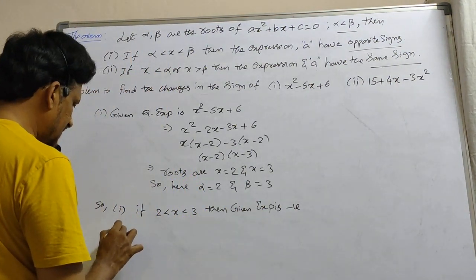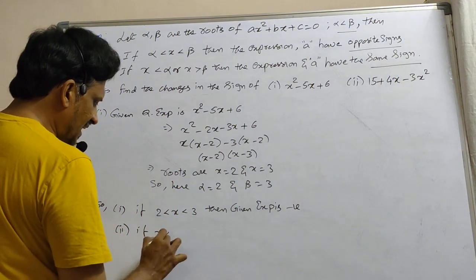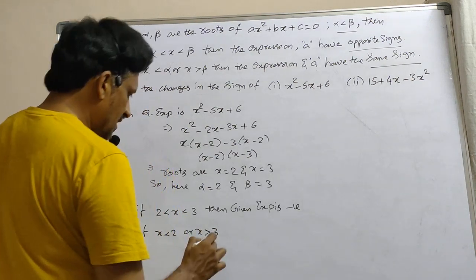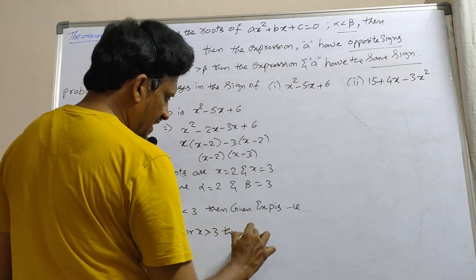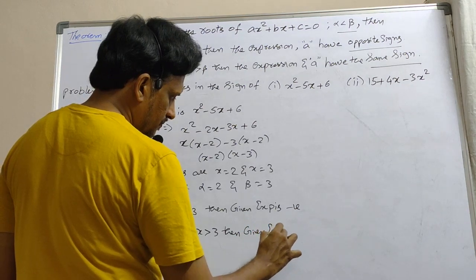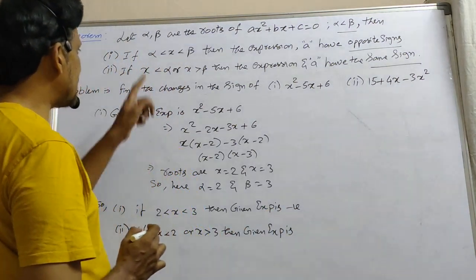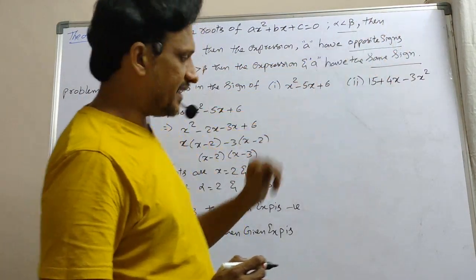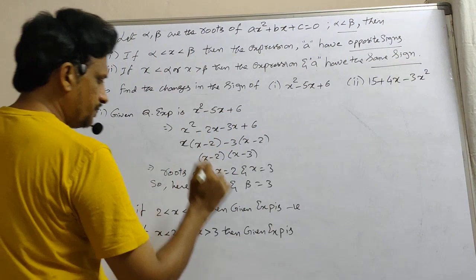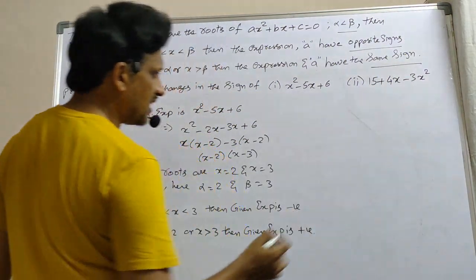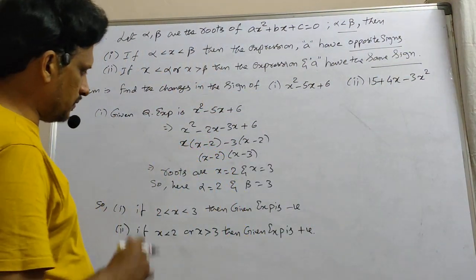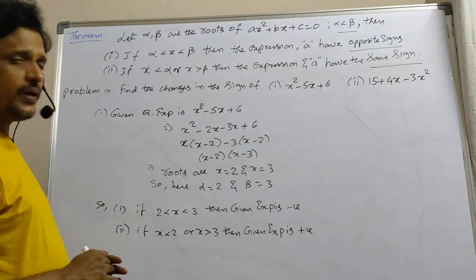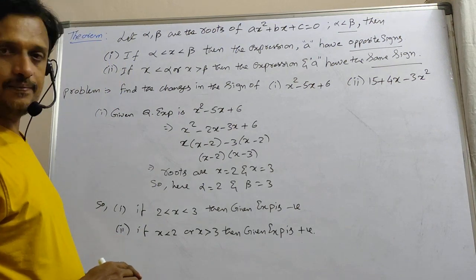And in the second case, if x is less than alpha, that is 2, or x is greater than beta, that is 3, then when x doesn't lie in between the roots, the expression and a have the same sign. Here a is positive. Same sign means the expression is also positive. So like this, you can discuss the nature of the roots here.